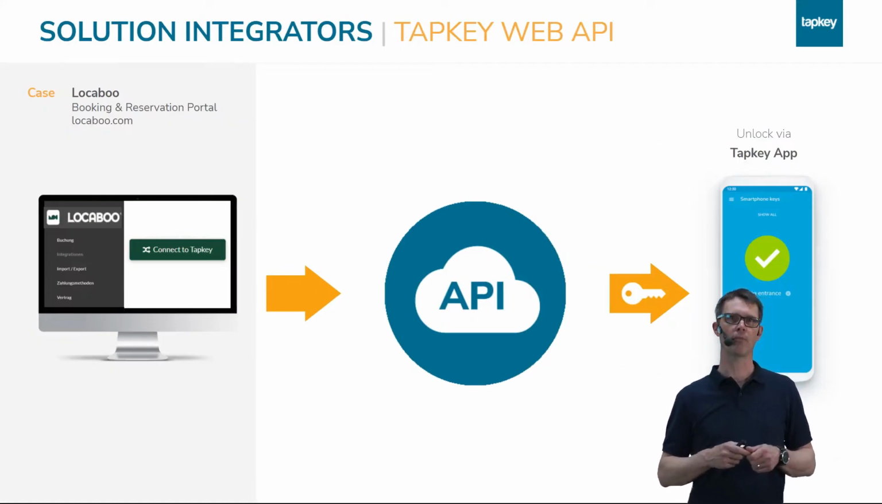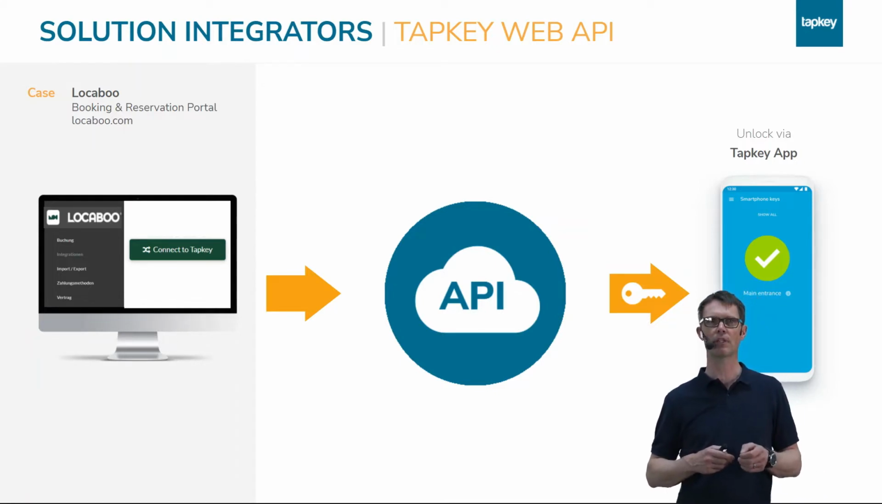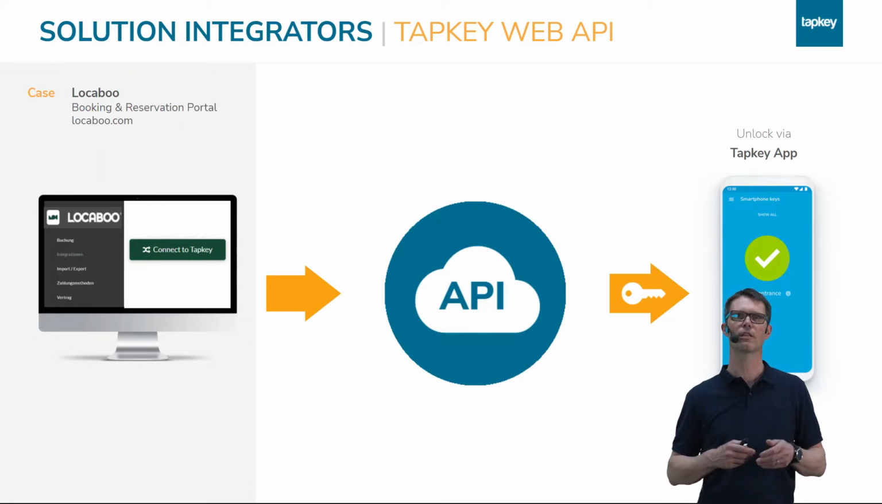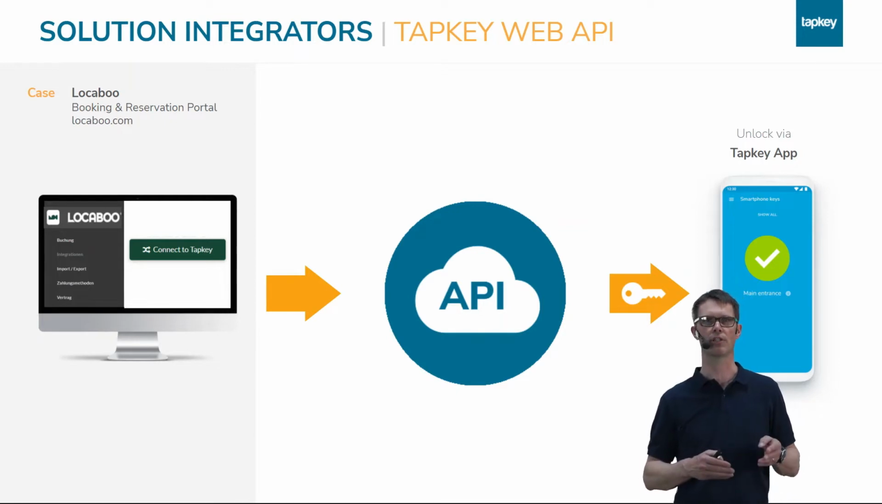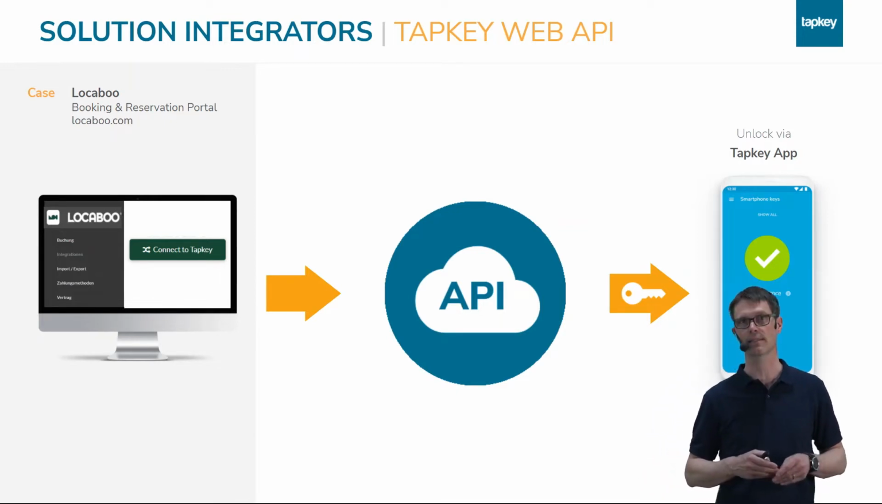The Lucabo platform is a perfect example of such an integration. The Lucabo platform is an online booking system for office spaces, sports facilities, and event locations. This platform handles all customer-related processes: registration, booking, payment, and access.